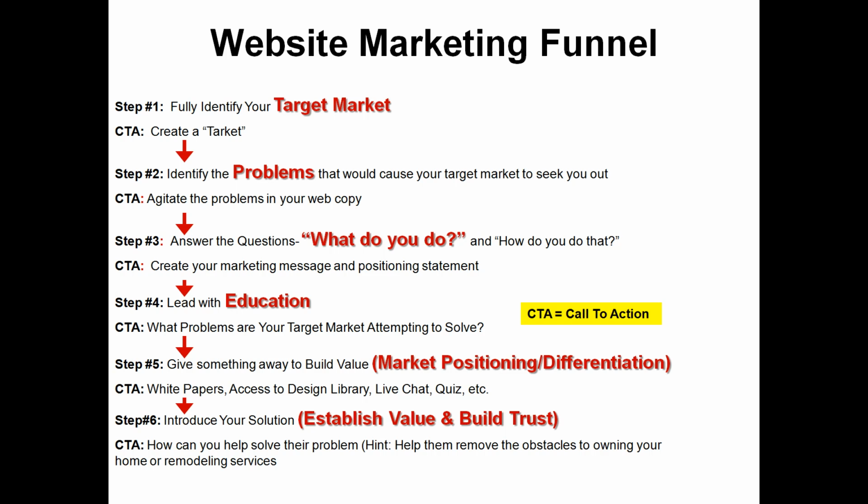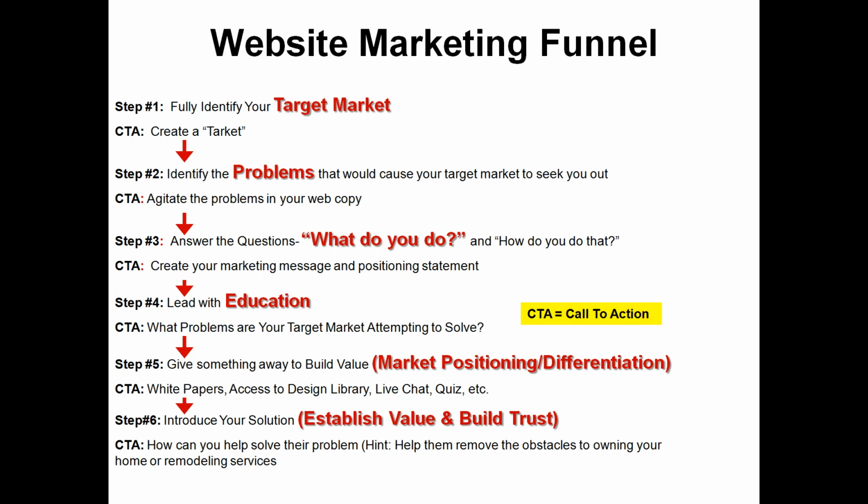So step two is identify the problems that would cause your target market to seek you out. In other words, why are they contacting you in the first place? Now the mistake, probably the biggest mistake we make with not only our sales process but online, is we jump right to our solutions. And our solutions are very simply our remodeling services or the homes that we sell. We want to sell them, so we figure that's why someone's there.